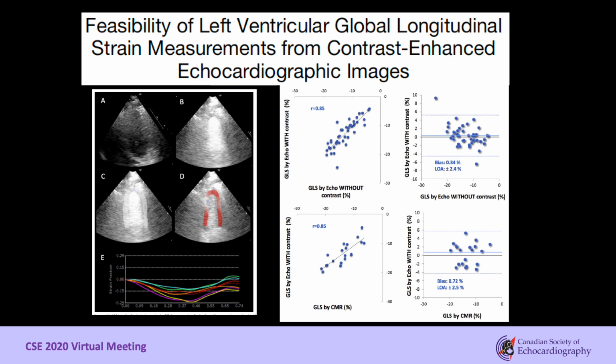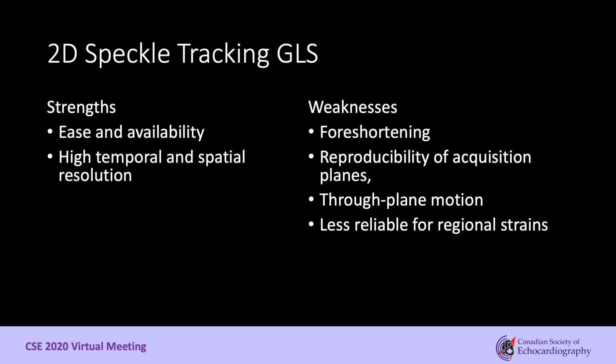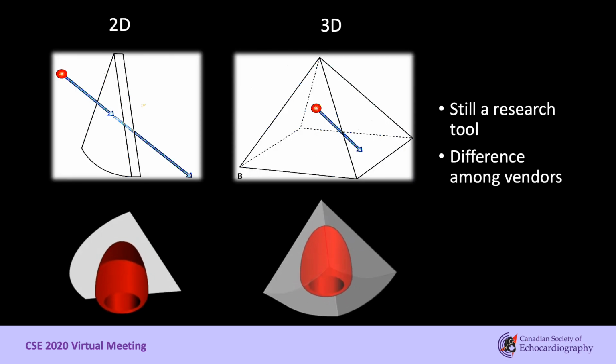Contrast has been used to enhance strain analysis. This study showed reasonable results, although it's probably not ready for routine use at this time. Overall, 2D tracking global longitudinal strain has weaknesses, and 3D echocardiography can address some of them. However, it must be noted that this is still a research tool and that there are differences among the vendors, and so it's probably not yet ready for real-time use.